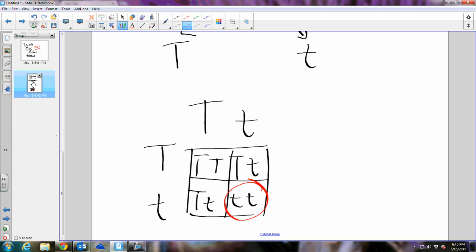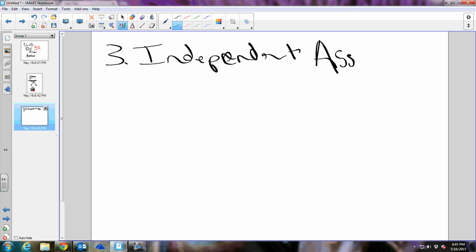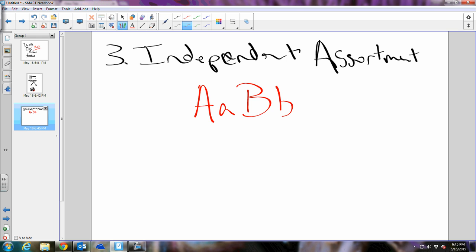Now, Mendel's third principle is that of independent assortment. And this has to do with when you're dealing with more than one trait. So let's say A and B here, that these traits are not necessarily linked together, meaning that just because you have one trait, A, big A, let's say big A is tall, little a is short, big B is brown hair, little b is blue hair.